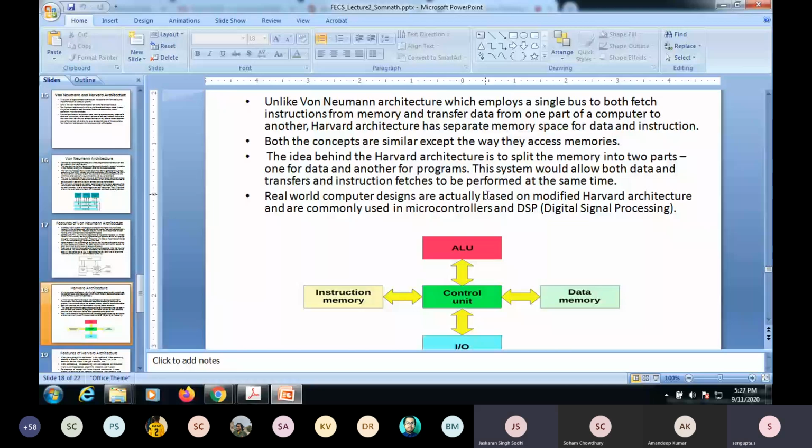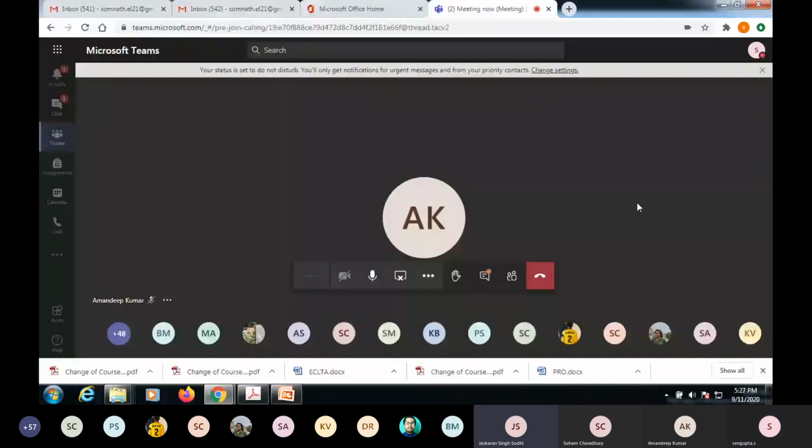Sir, I was asking more about the hardware part. It says that Harvard architecture is more hardware efficient, I mean space efficient, and von Neumann uses more space. No, wait. I think it's the other way around. Yes, sir. Space in what respect?